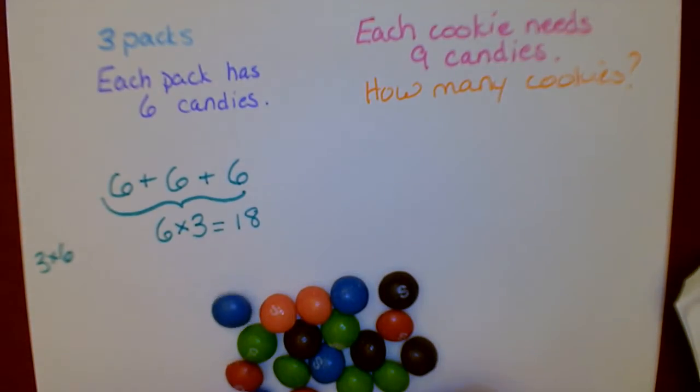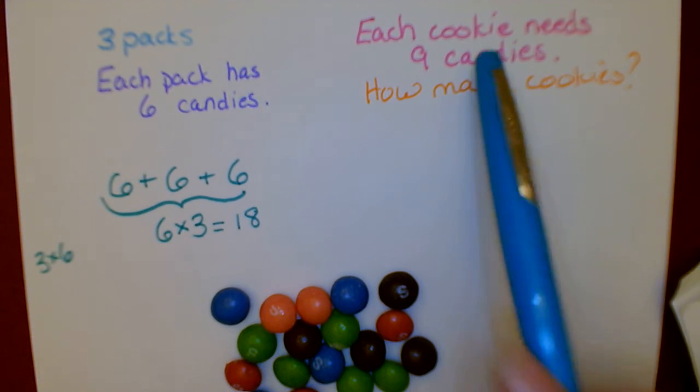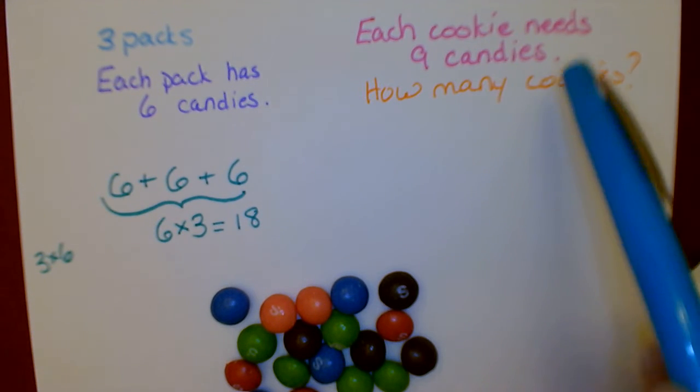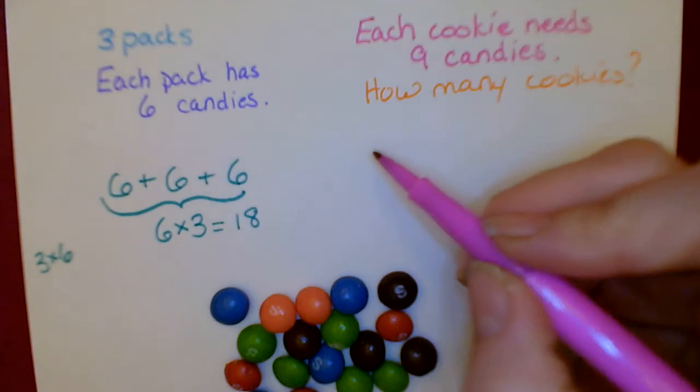What are we going to do now? Well, it tells us that each cookie that I'm making, these very special candy cookies, needs 9 candies on it. So think about that. I'm going to take these and I'm going to put 9 on each cookie. Maybe we can draw that. So here, I'm going to draw a cookie.